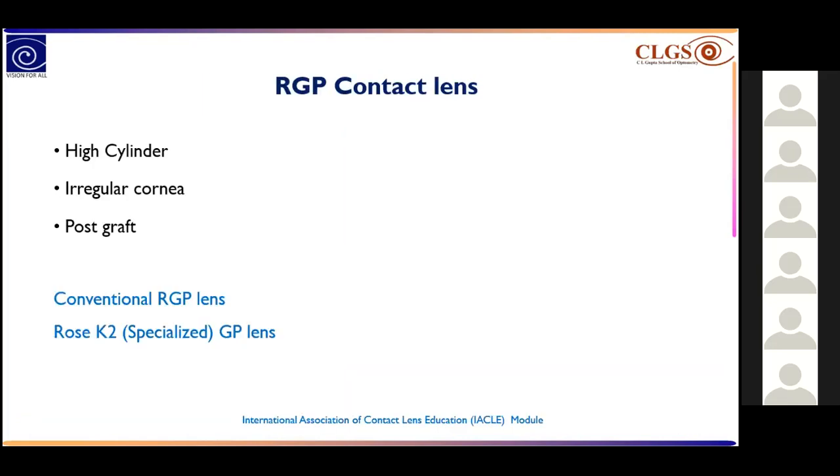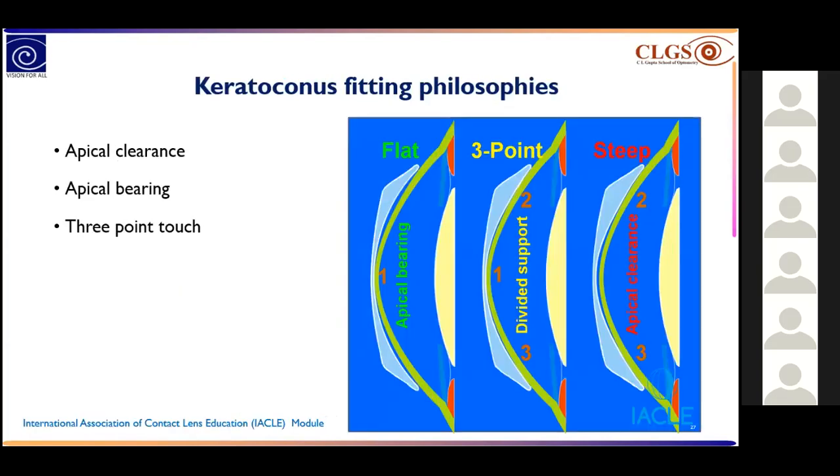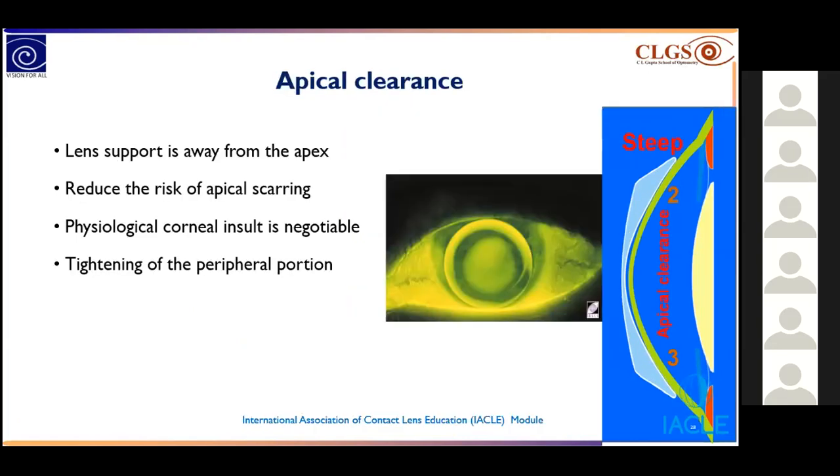Before going to the fitting of these RGP lenses, I would like to discuss the RGP fitting philosophy, which we also use during keratoconus RGP contact lens trials. There are three types of fitting philosophy which we usually follow: apical clearance, apical bearing, and three-point touch. In apical clearance, the contact lens support is away from the corneal apex, and the risk of apical scarring is reduced with this type of fitting, which means there is no corneal insult.